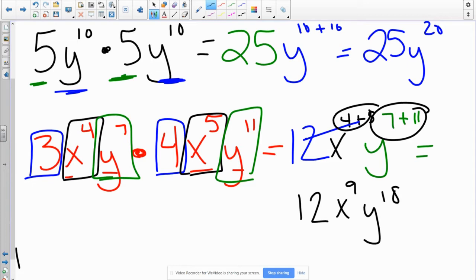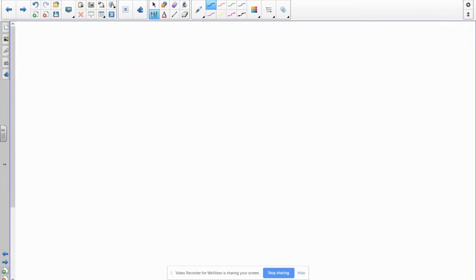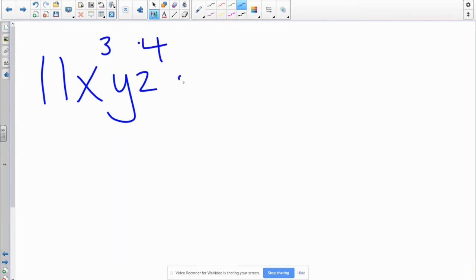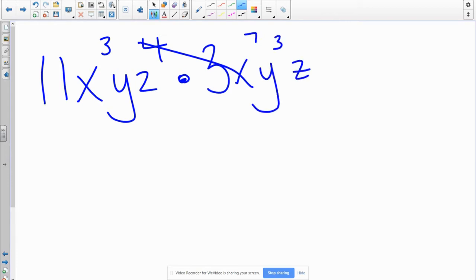Okay. We're going to do one more example with those coefficients. So we have 11 x to the 3rd, y to the 1st. So it'd just be y, and z to the 4th. We're going to multiply that times 3x to the 7th, y to the 3rd, and z to the 8th. I have no idea why that flings over there, so I apologize. All right, again, coefficients. We're just going to multiply like we always have. That's 11 times 3 is 33.